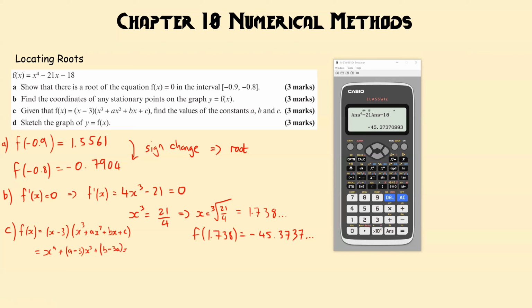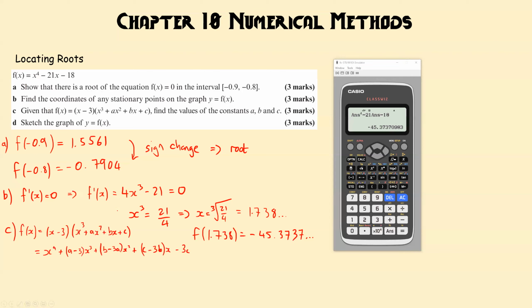x squared, and I'm just going to do the same thing for bx as well. So minus 3 times bx will give me a minus 3bx, and the other way to get an x is by timesing x by c. So it's going to be a plus c minus 3b, sorry, x, and finally we've got a minus 3c.